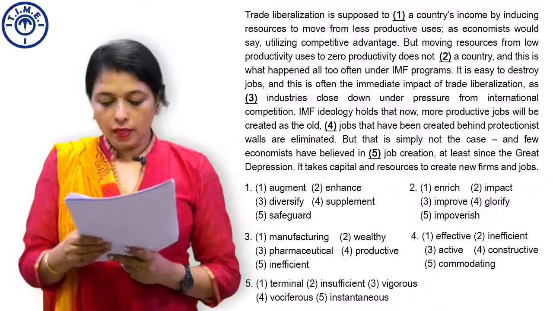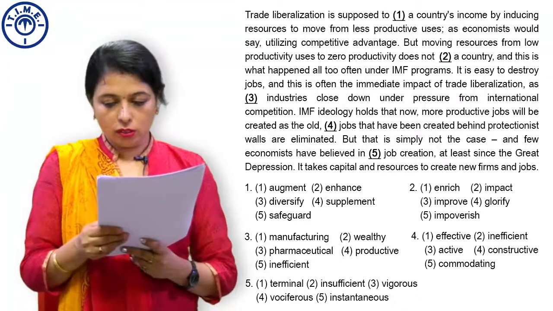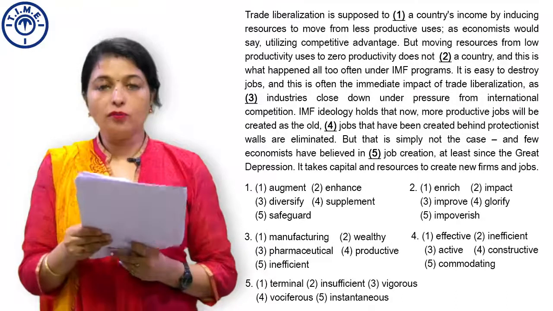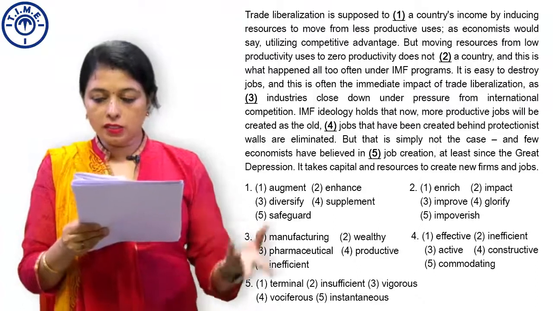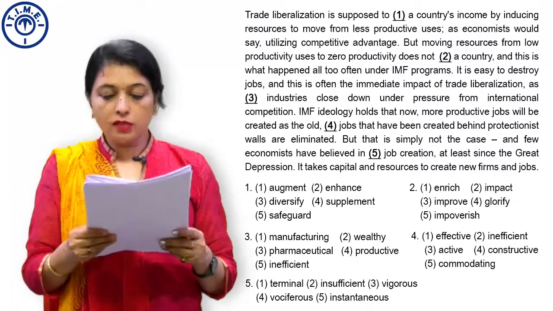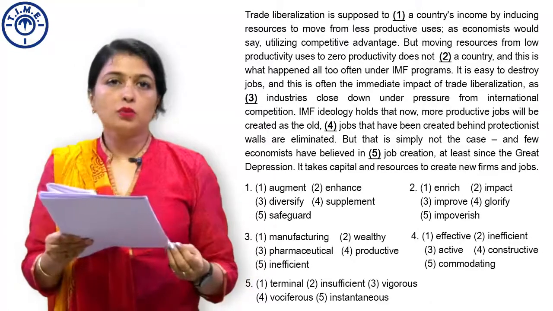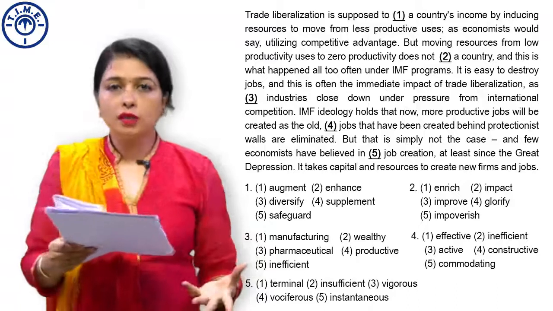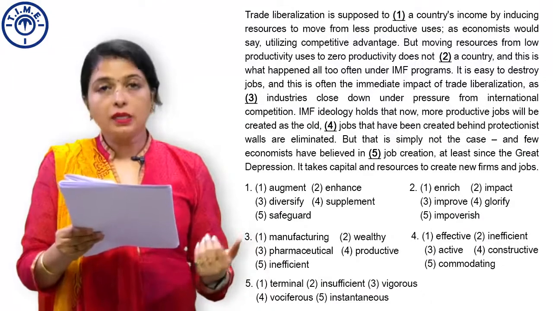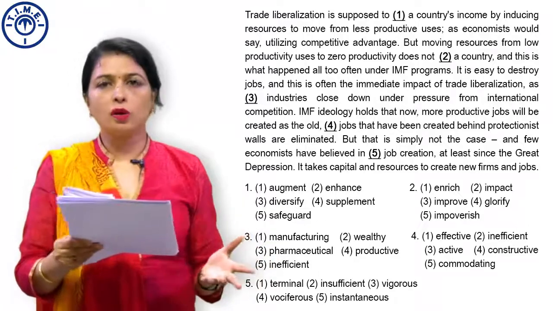The third one now has the words manufacturing, wealthy, pharmaceutical, productive and inefficient. So, I will read out the sentence. It is easy to destroy jobs, and this is often the immediate impact of trade liberalization as dash industries close down under pressure from international competition. So, what kind of industries will close down under the pressure of international competition? Can only be those which are not good enough or efficient enough or productive enough. Now, among the given options, we have the words productive and inefficient, which probably may have drawn your attention because manufacturing, wealthy and pharmaceutical are all irrelevant.